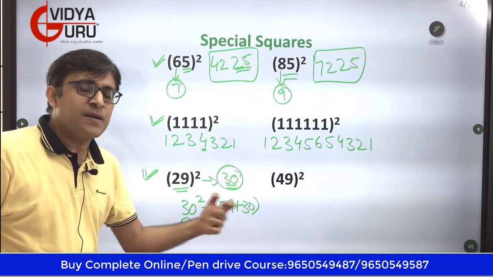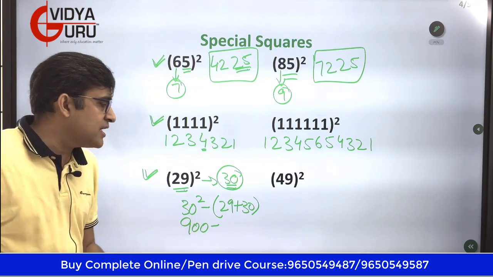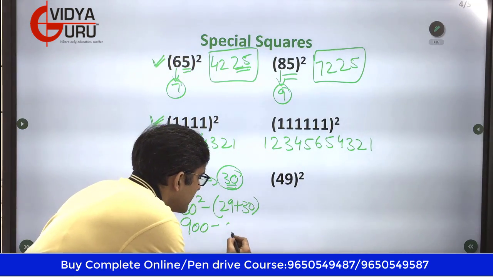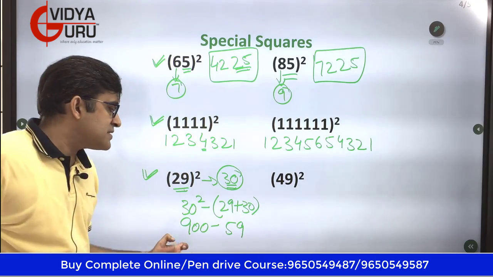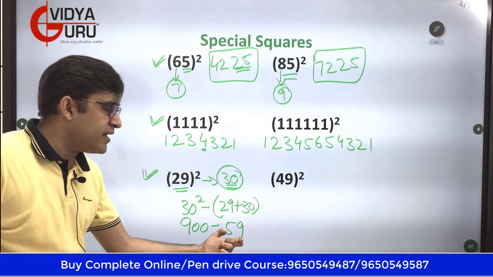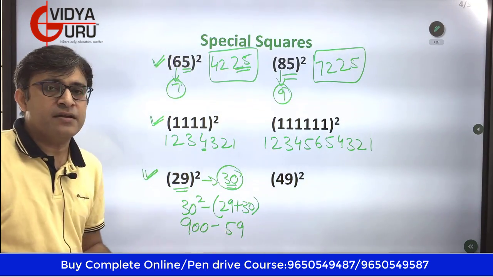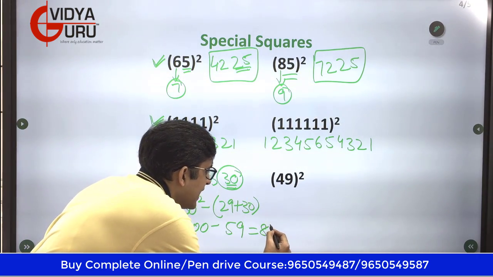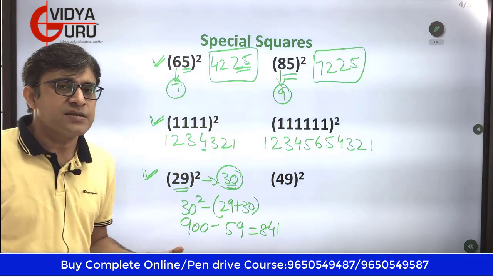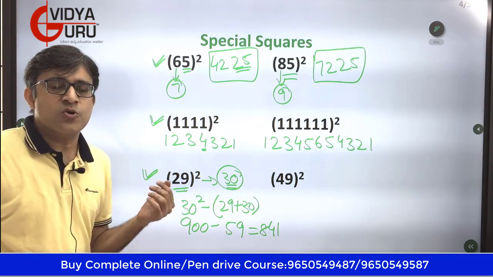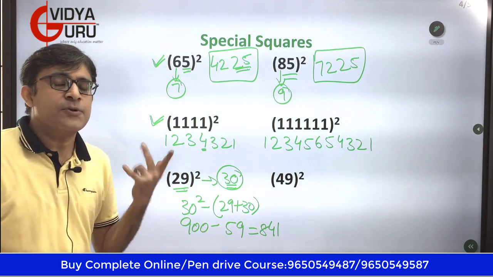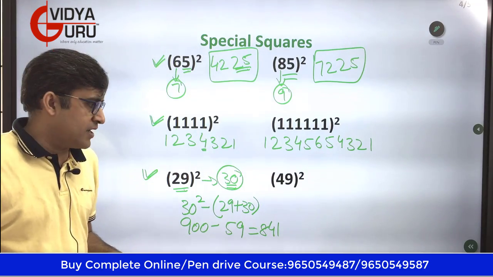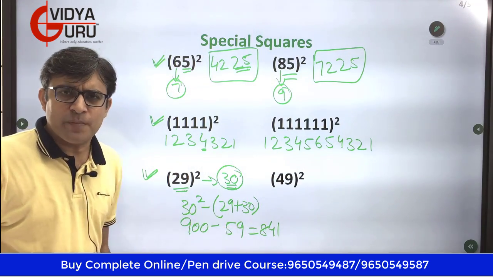So 29 plus 30. 29 plus 30 is what, students? It is 59. So 59 will be subtracted from 900. What you're left with is 841. It is that simple. I'm sure most of you have already memorized that 29 square is 841. I was just telling you how to go about it.